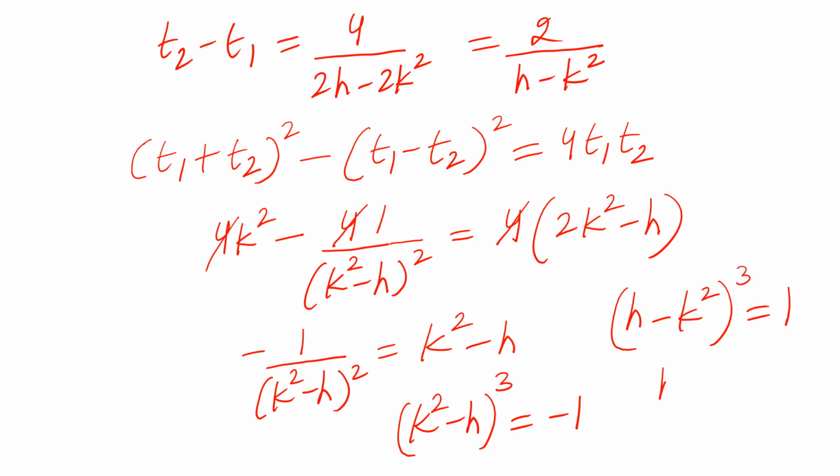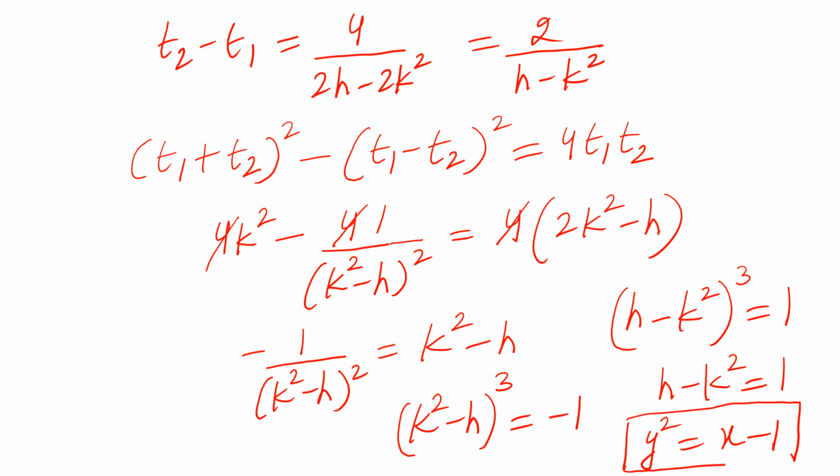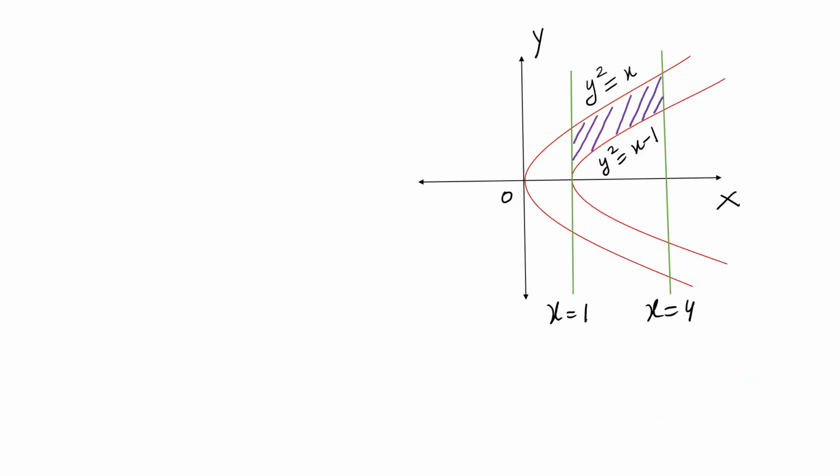and from here I get h minus k square equal to 1, or the locus of the point h comma k can be written as y square equal to x minus 1. Now students, we have got the equation of the curve S. Now we move further. Now students, we have found the equation of the curve S as y square equal to x minus 1.